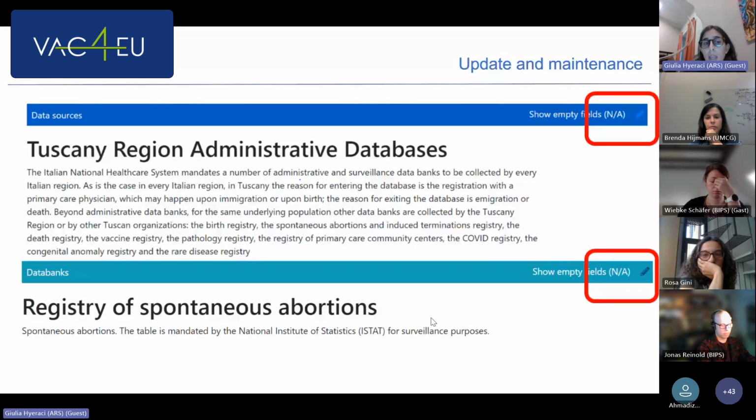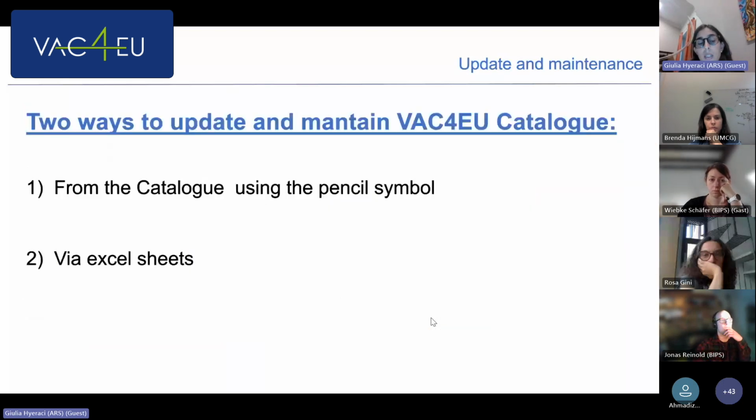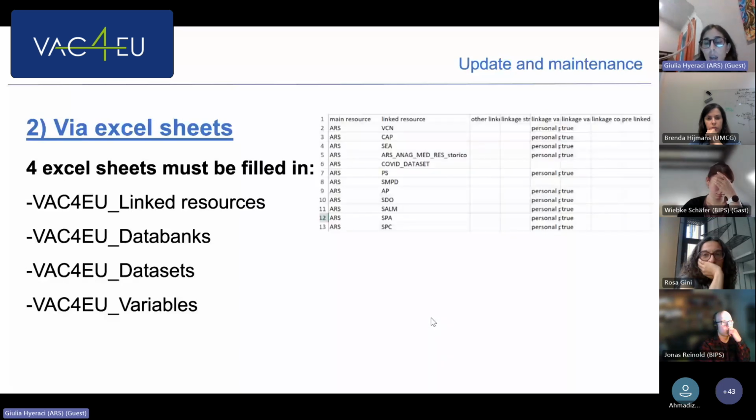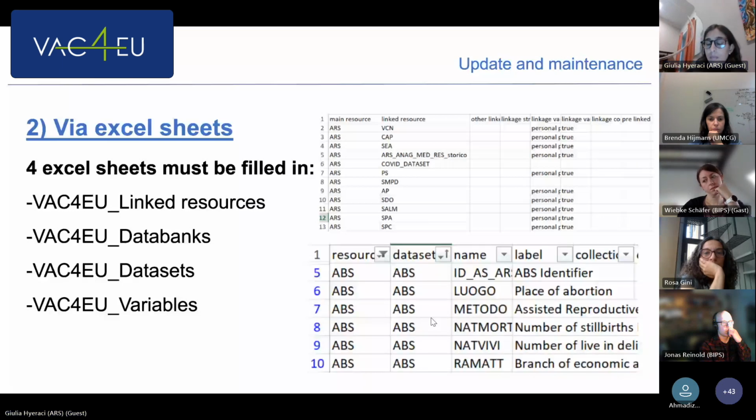And the second way to update and maintain the catalog is using some Excel sheets that I will show you later, but just to anticipate something. They are 4 Excel sheets: the linked resources, the data banks, the data sets, and the variables sheets. And here I reported just a few examples, but I will show you also these sheets later more in detail.